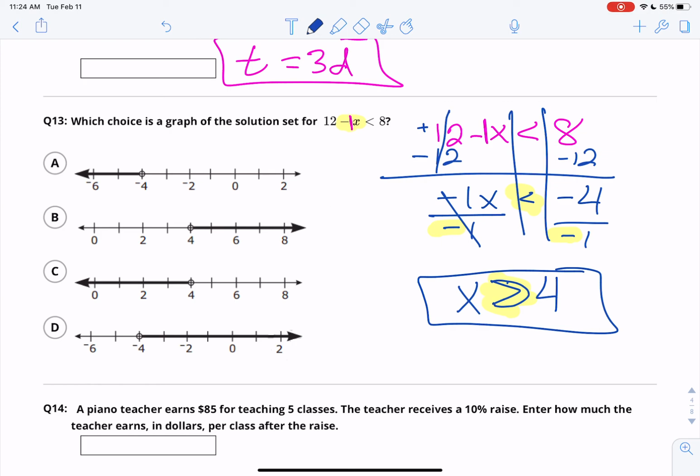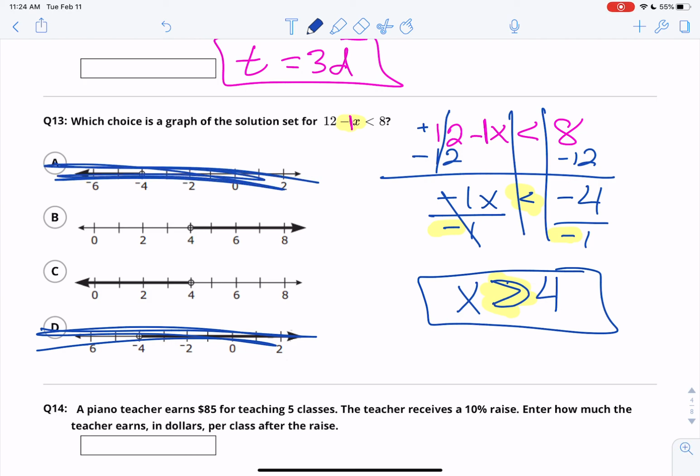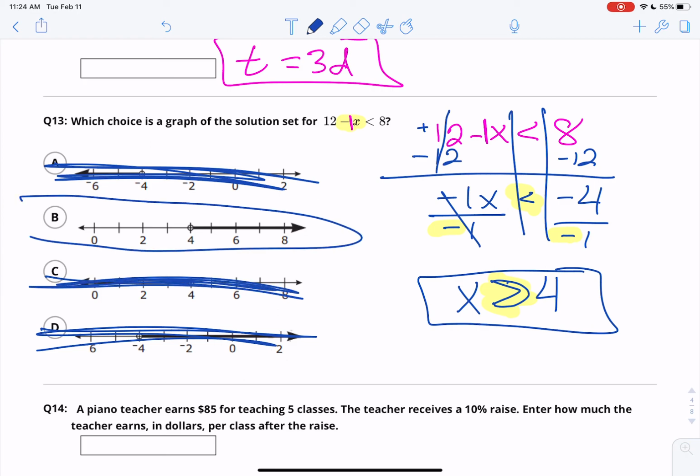Well, D doesn't work because that's a -4, so we can cross that out. A doesn't work because the arrow is pointing towards smaller numbers. C, the arrow is pointing towards smaller numbers, so it has to be B because the arrow is pointing towards all the numbers bigger than a +4.